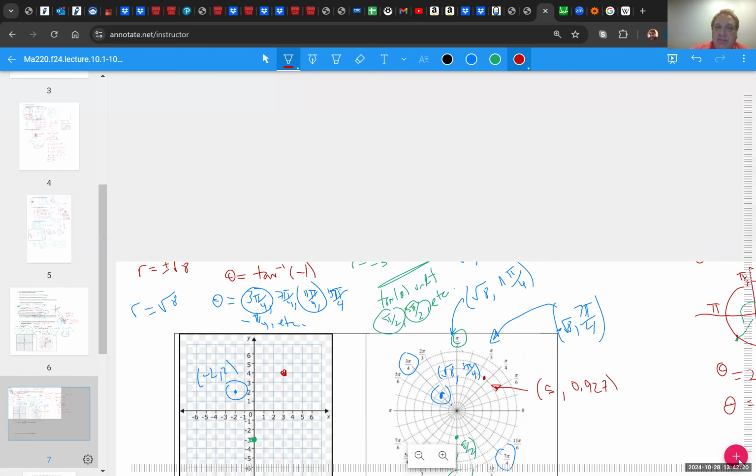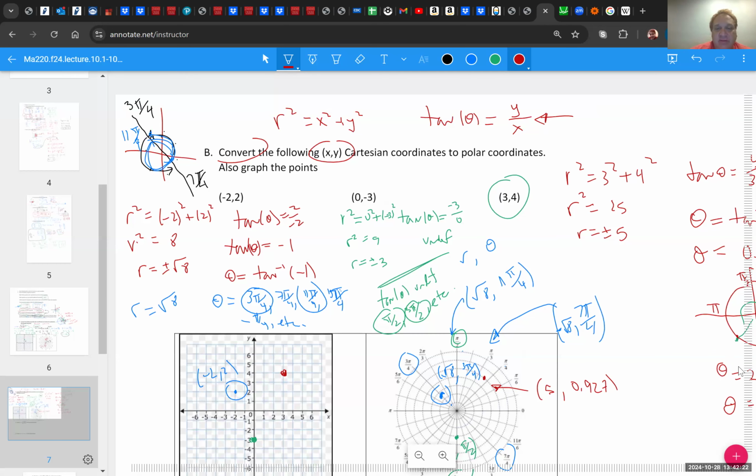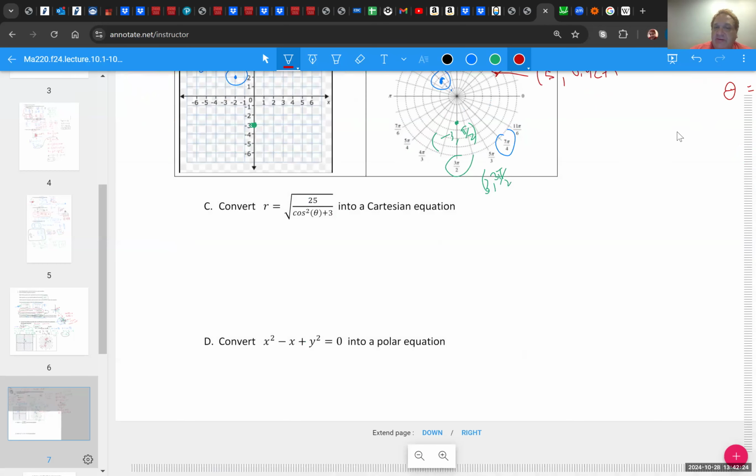All right, so after my earlier examples where I was just trying to convert and graph stuff, let's actually convert an equation. This equation is r is equal to the square root of 25 over cosine squared plus 3. We're going to convert this into a Cartesian equation. So how are we going to do this? Well, we want x's and y's, right? We want x's and y's.